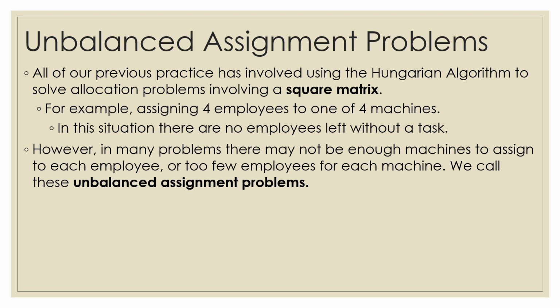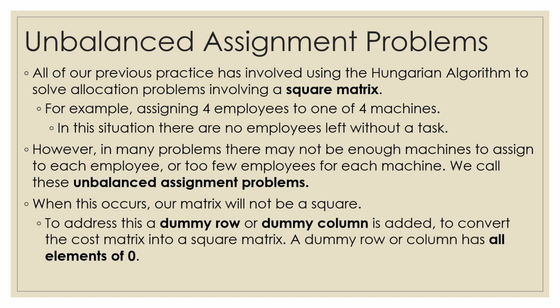In other words, we might in fact have 3 tasks, but we may in fact have 4 people to complete those tasks. So it becomes unbalanced. So in other words, someone may in fact miss out on the task, which is okay. That's just the way it's going to be.